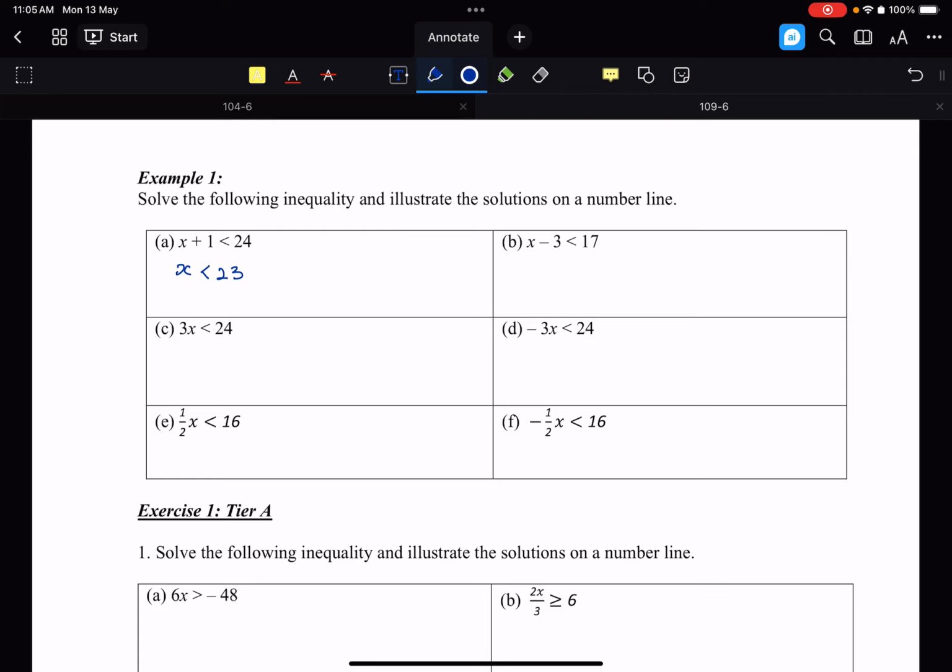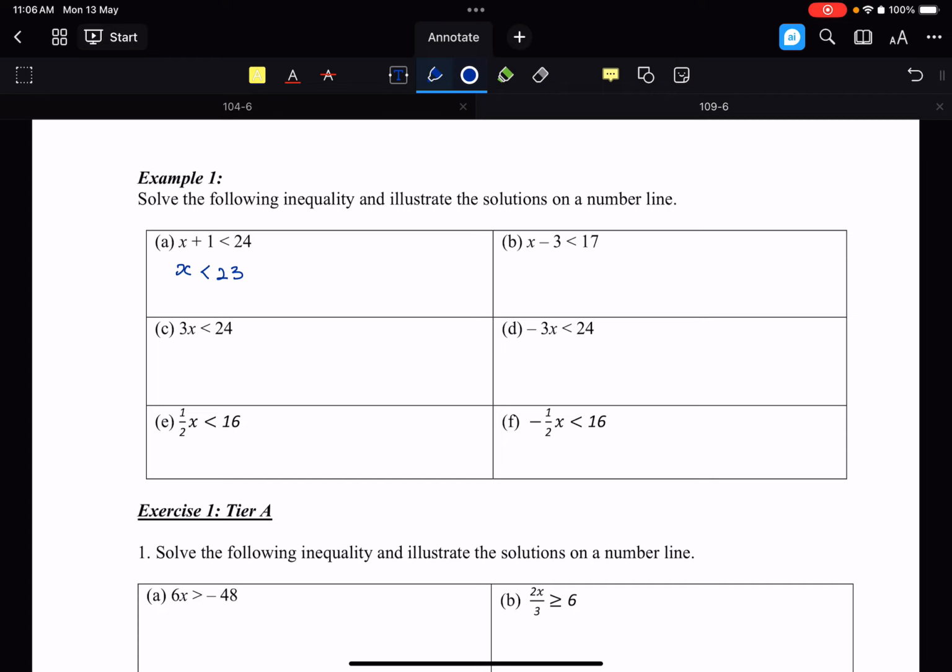Now the main thing to take note for inequality is that when we multiply or divide by a negative number, the direction of the inequality actually changes. Otherwise, they function quite like the equation. Yeah? So after we have obtained the solution x less than 23, which means as long as x is less than 23, the original statement is going to be true.